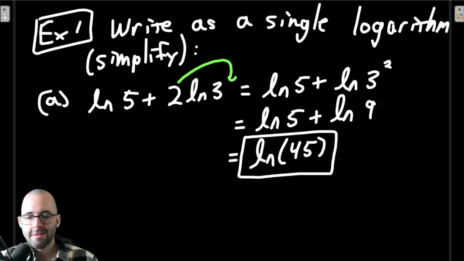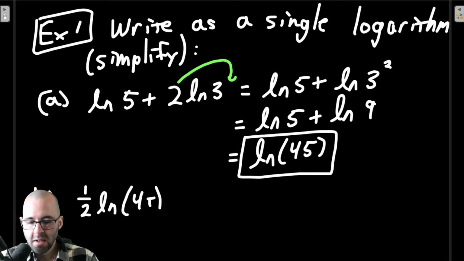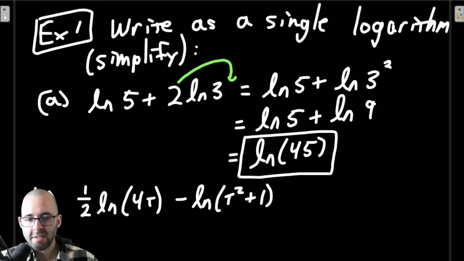All right. That's basically this first video. Let's get some more practice in. Let's look at 1/2 times the natural log of 4t minus the natural log of t squared plus 1. A couple things at play here. Remember, just like last time, we're first going to have to deal with this pesky little 1/2 in front.